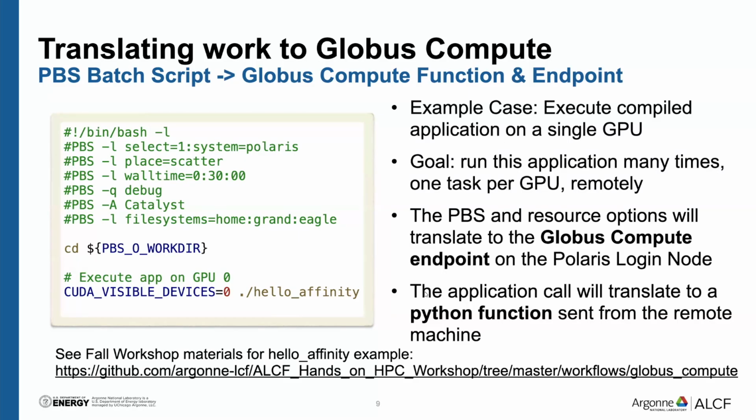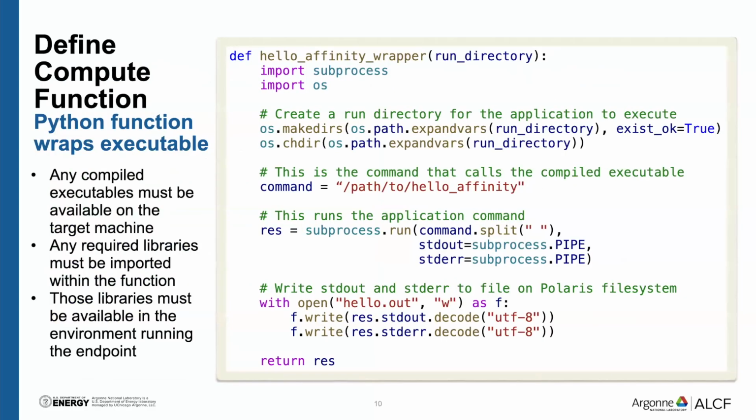And I will show you how that is written as well. And if you want to try this out for yourself, there are some materials in our fall workshops materials on this example of running this application, Hello Affinity, through a Globus Compute endpoint. You can click on the link here and pull down all the scripts to test this out yourself. And I should say this application, Hello Affinity, comes from our Getting Started repo, which some of you might be familiar with. So first I will talk about how to write the function.